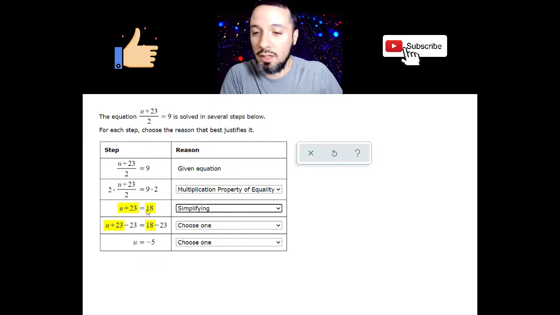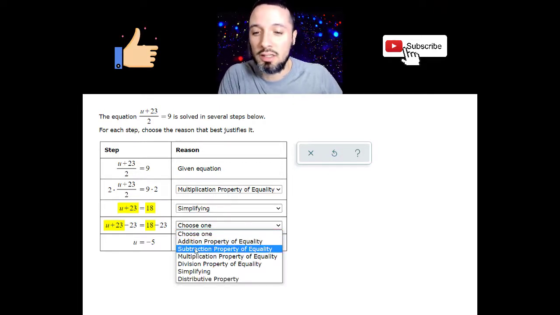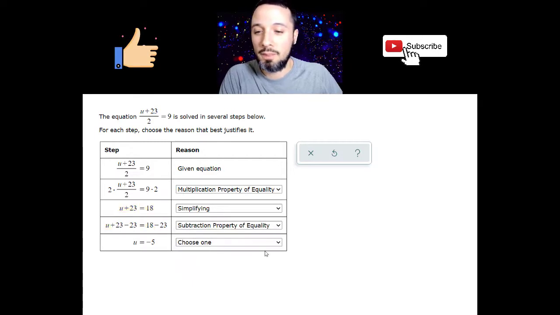To get from here to the next step, you can see that what looks different is that you have minus 23 on both sides. So you started with 18 and now you have 18 minus 23. On the left side you had u plus 23, and then the next step you have u plus 23 minus 23. So you can see the minus 23 is new to both sides. Since they did the same thing to both sides by subtracting 23, you know that's a property of equality, which in this case would be subtraction property of equality.